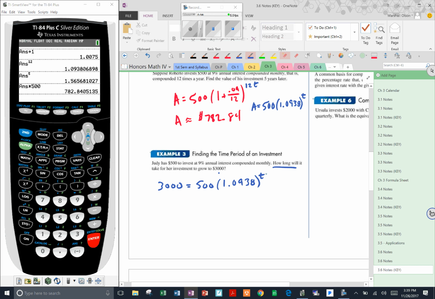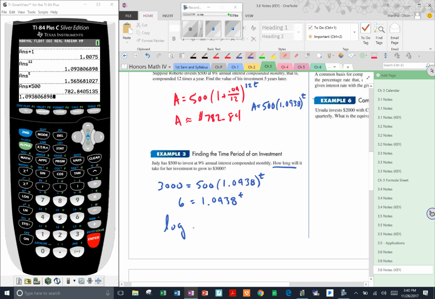And then when we're solving this now, I'm going to use this value that I have stored in my calculator. In fact, I'm going to go back up and grab it and get that as a value that I can use in my next problem there. And then we could start solving for t by dividing by 500 and saying 6 equals 1.0938 to the t, and then we could switch forms.